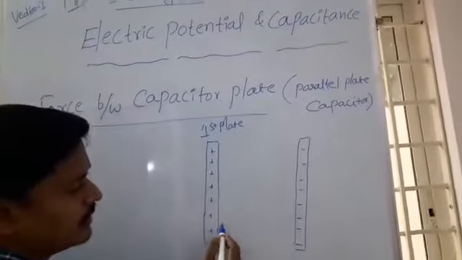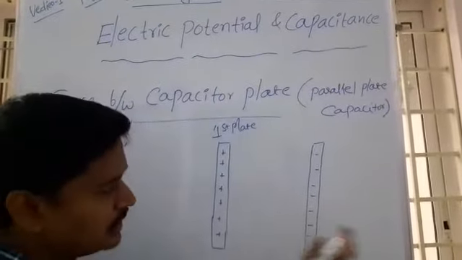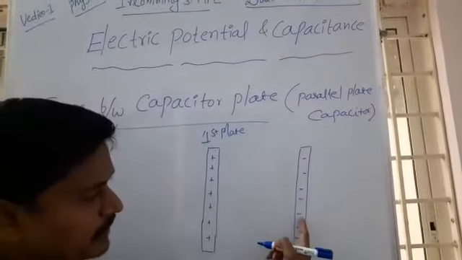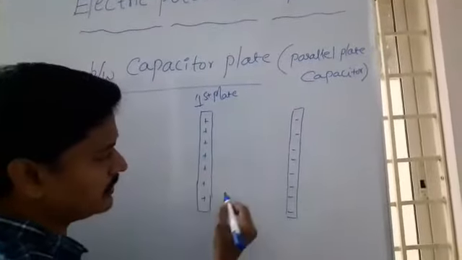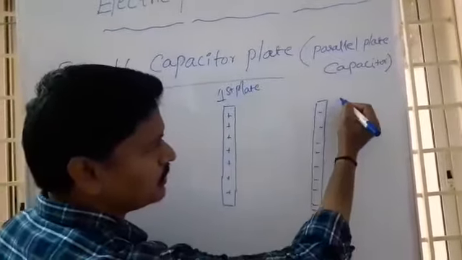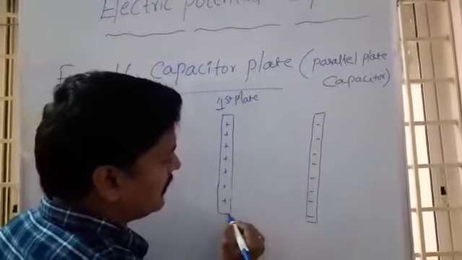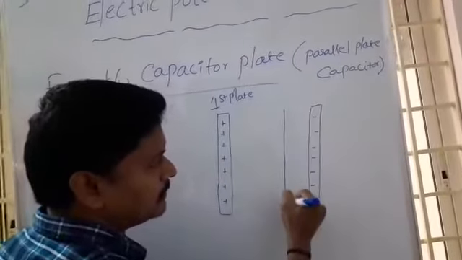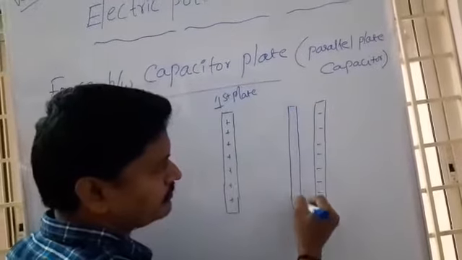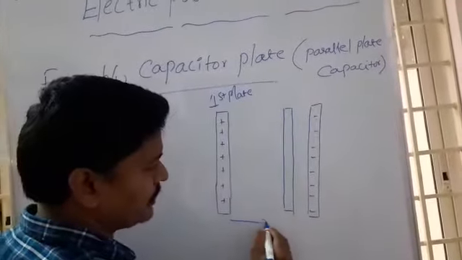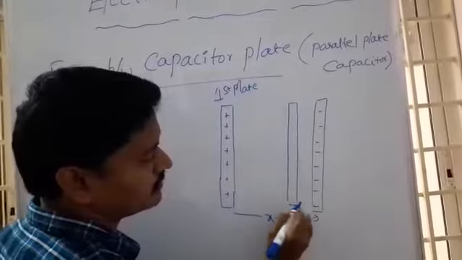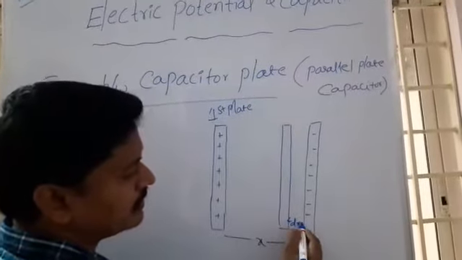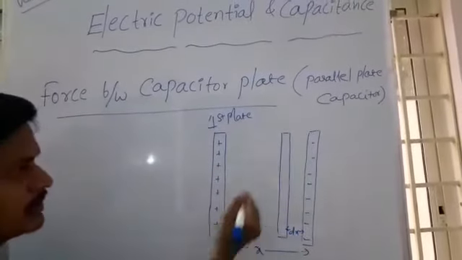Then here a force of attraction is there between these two plates. Why? Because this is a positively charged plate and a negatively charged plate. Attraction forces exist. So due to this attraction, the plate will be displaced by dx. The initial position of the plate is x, and the displacement of this plate is dx.